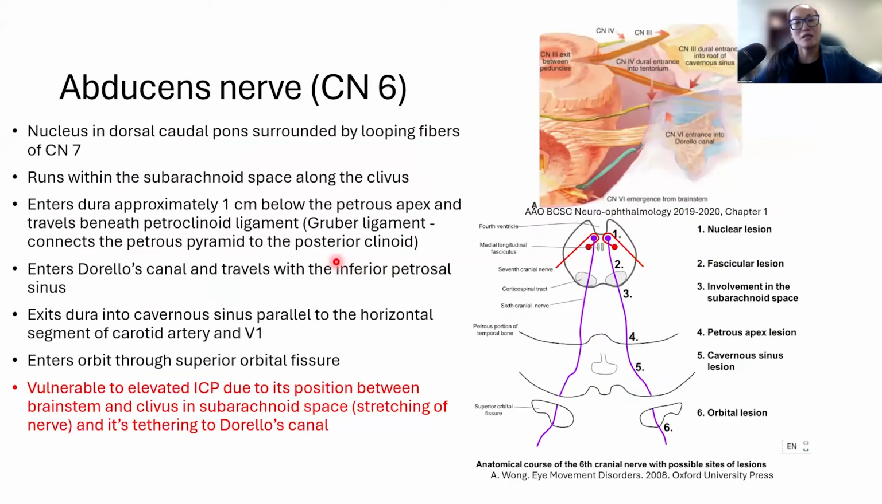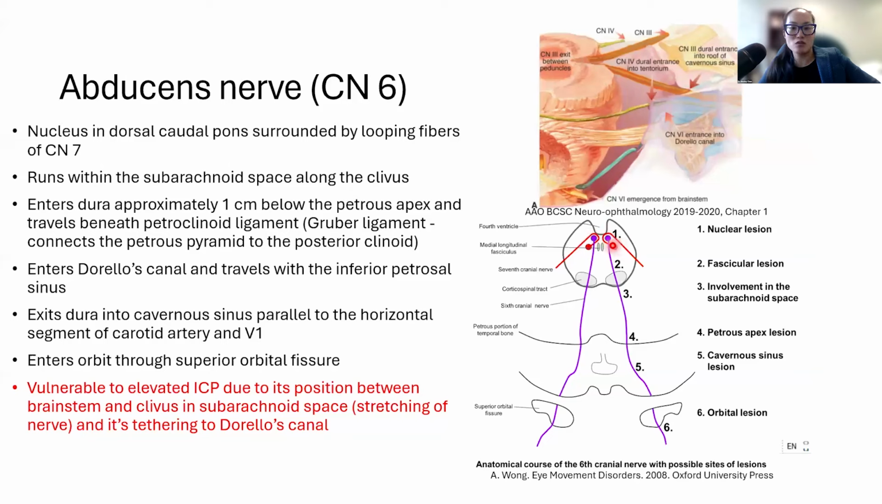Okay, and last but not least, the abducens nerve, cranial nerve number 6. So its nucleus is in the dorsal caudal pons, and it is surrounded, like literally hugged, by the looping fibers of cranial nerve 7, which is the facial nerve. The 7th cranial nerve has its nucleus just around where the cranial nerve 6 nucleus is, and its fibers kind of wrap around before they exit.